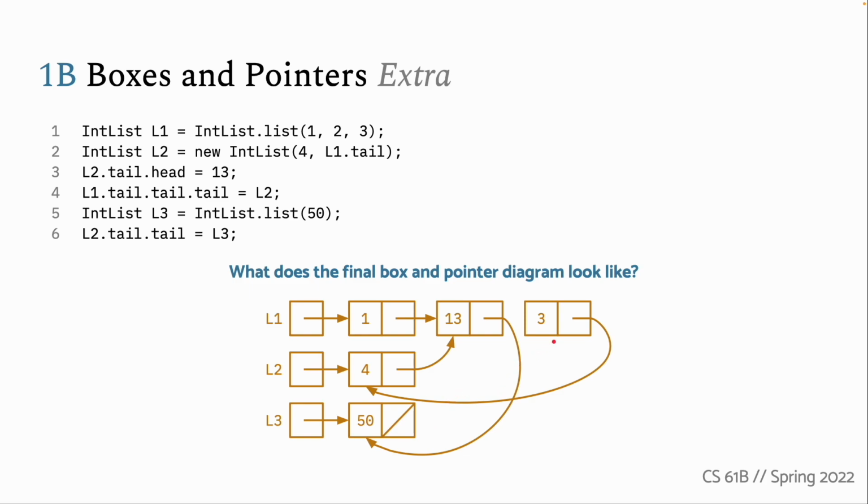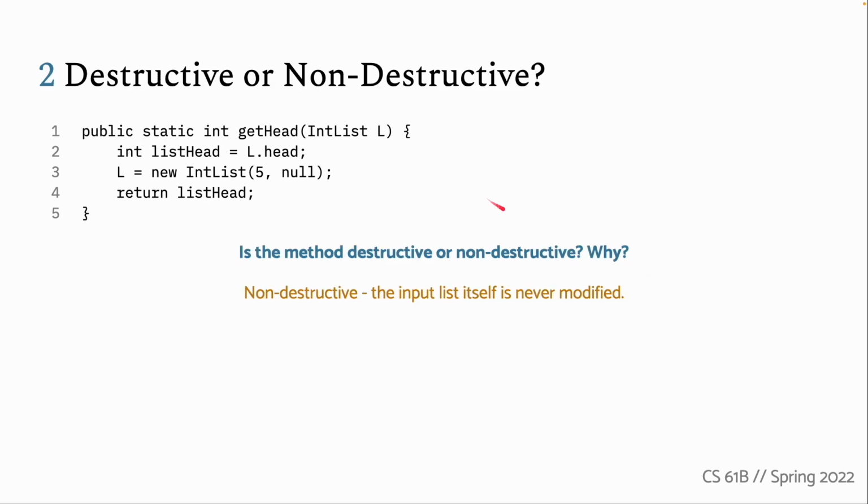If you notice, this last 3 node is no longer accessible at all. There's no way for us to reach it, so Java will actually kill it. It'll do something called garbage collection, and basically, that memory will be freed up so that we can use it for something else. I'm not sure why this slide is already giving the answer, but we can just talk about the answer here.